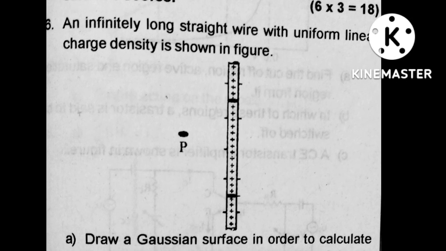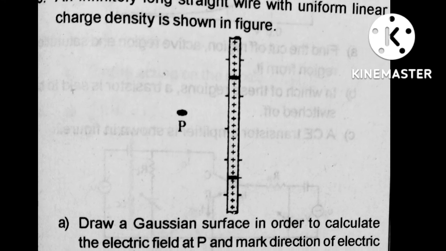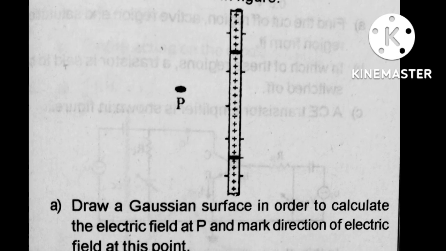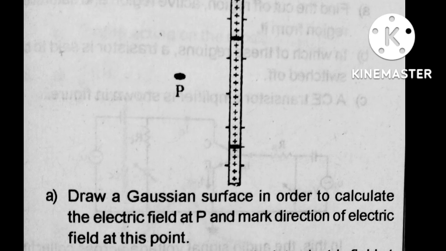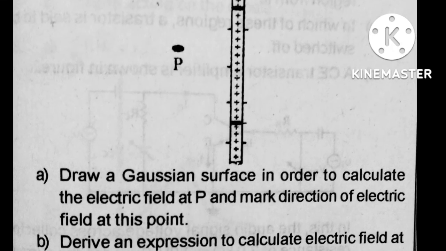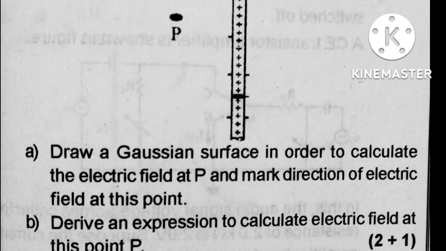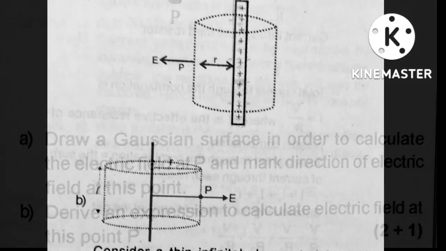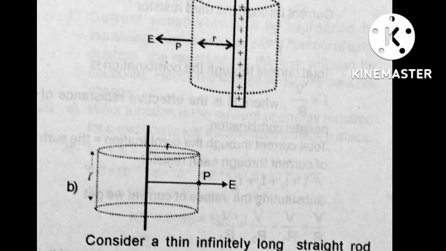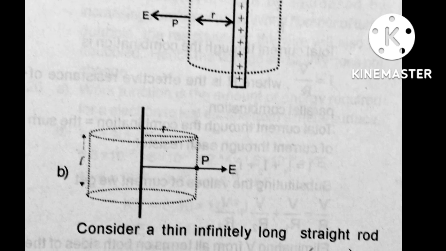An infinitely long straight wire with a uniform linear charge density is shown in the figure. Here we have to draw a Gaussian surface in order to calculate the electric field at P and mark the direction of the electric field at this point. And the second question, derive an expression to calculate the electric field at this point. So the score is 2 plus 1, total 3 marks. Here we can see the Gaussian surface drawn in order to calculate the electric field at P, and also the direction of the electric field is as shown in the diagram.